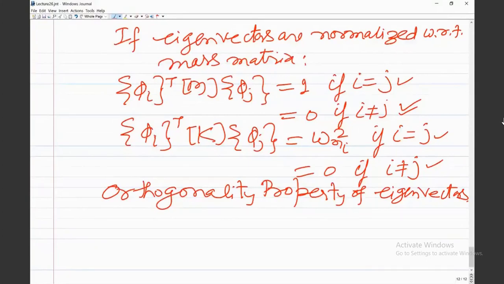Suppose the highest power of xi and eta is 4. Let's say you are considering an 8 noded quadrilateral isoparametric element. Then the highest power of xi and eta would be 4. So 4 plus 1 by 2, approximated to the next integer, is 3. So we will then use the 3 by 3 integration rule.